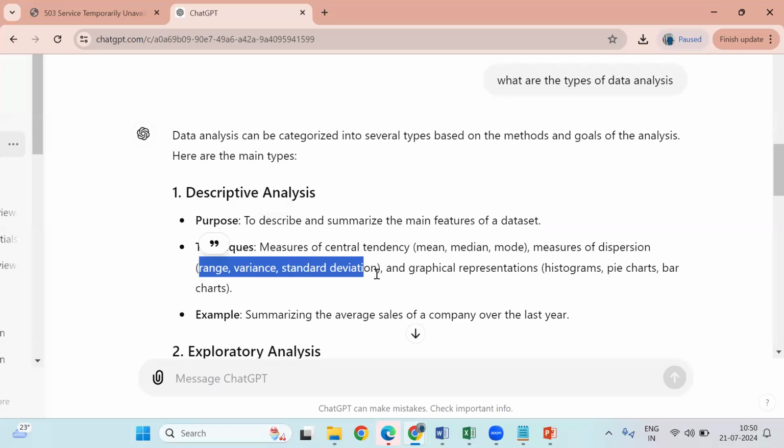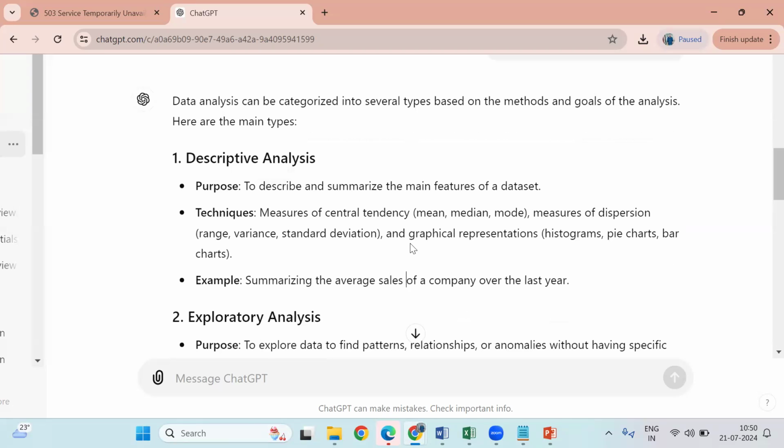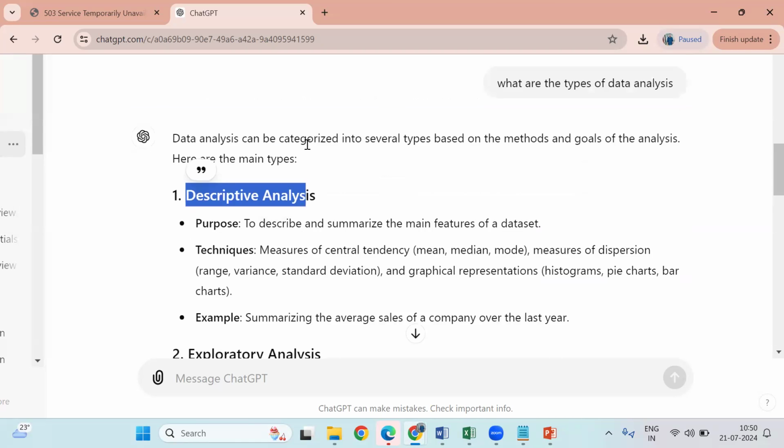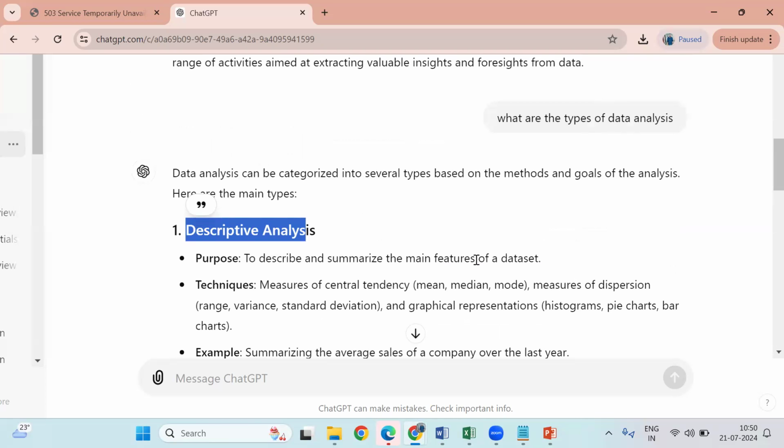And again range, variance, and standard deviation. These are the techniques we are going to use. And especially we need to present graphical representations like histograms, pie charts, or bar charts. Okay, right? So this is descriptive analysis, what we are talking about here under types of data analysis.